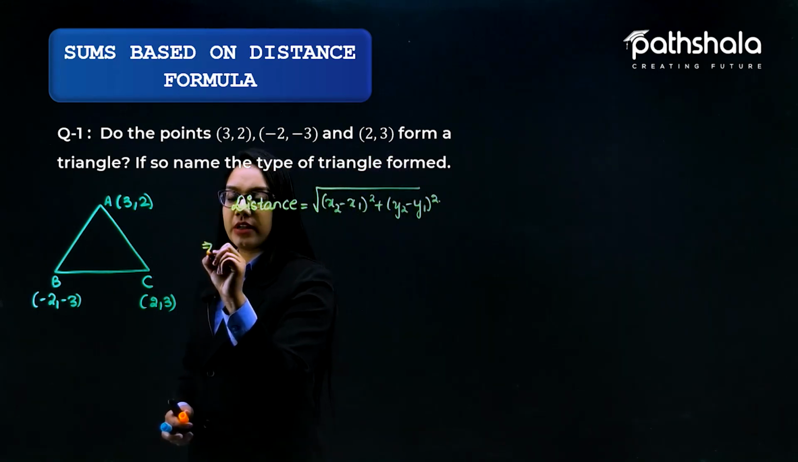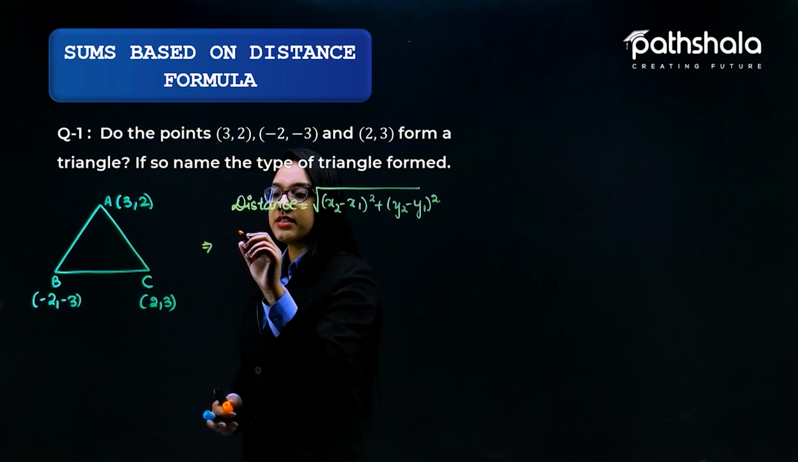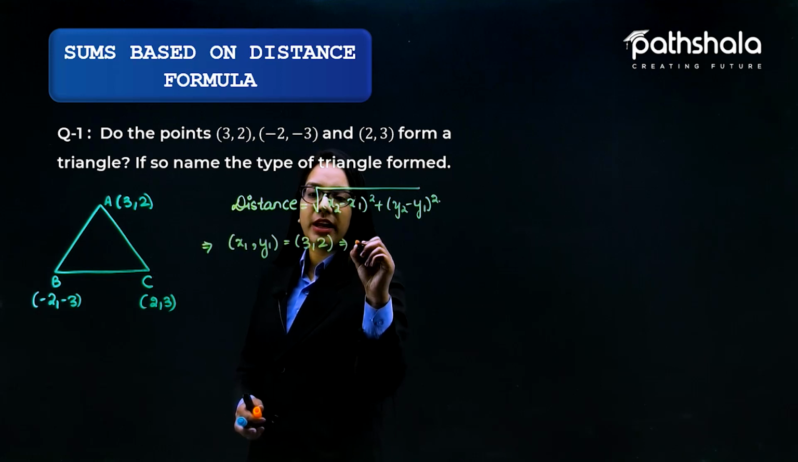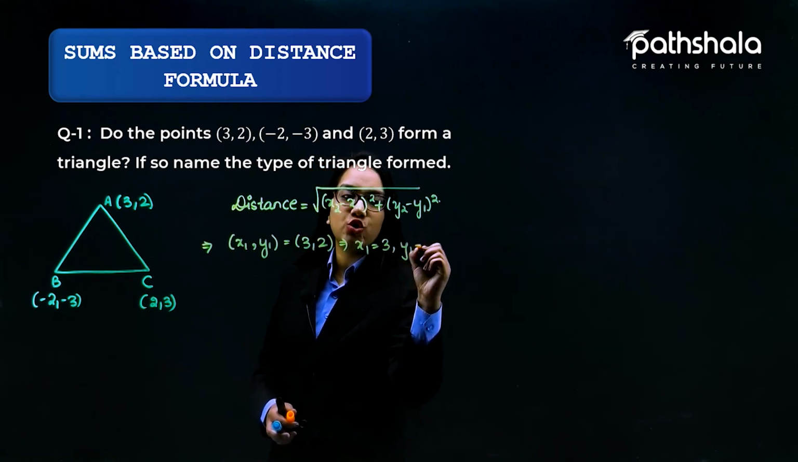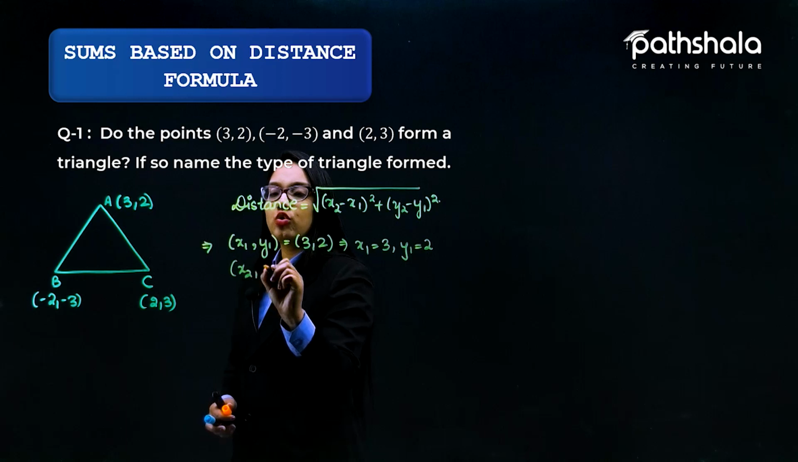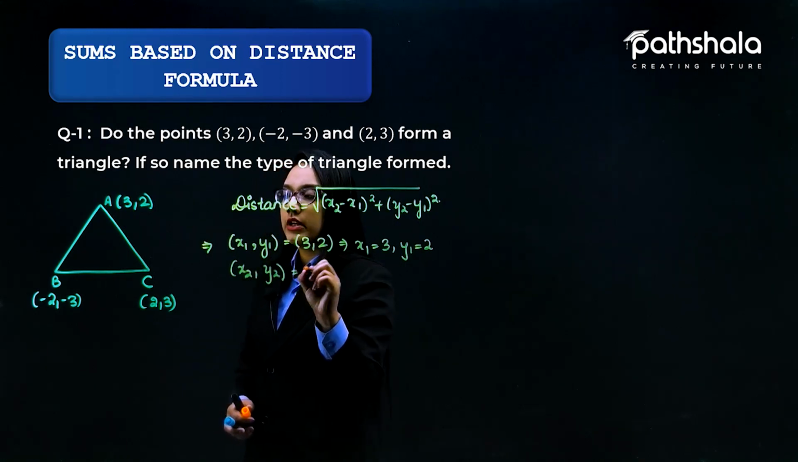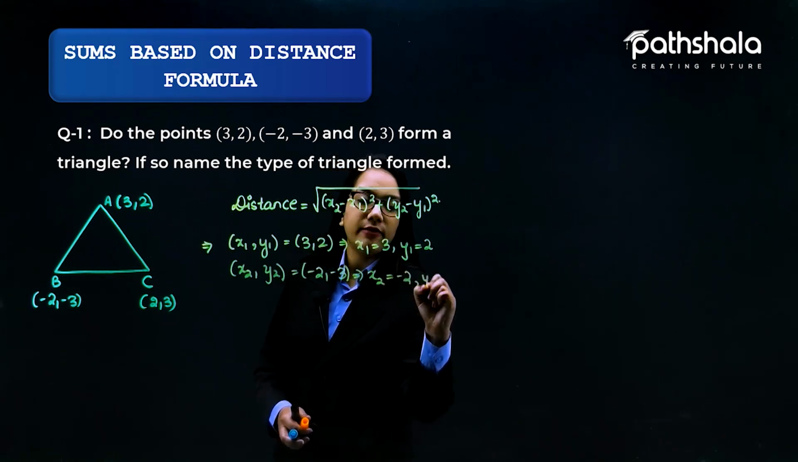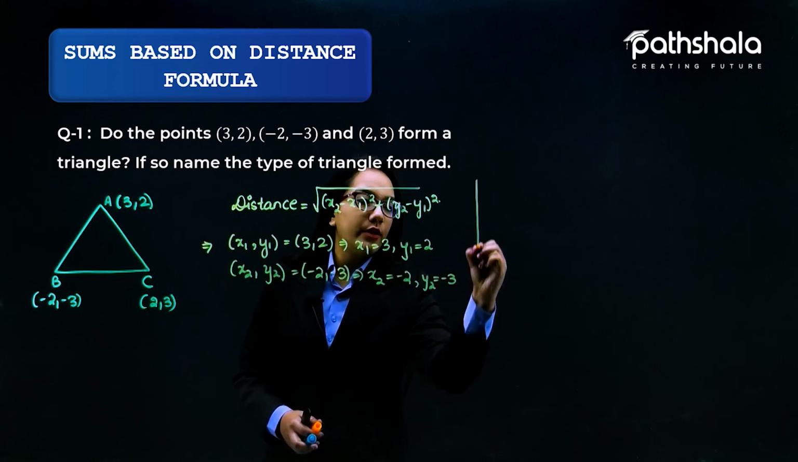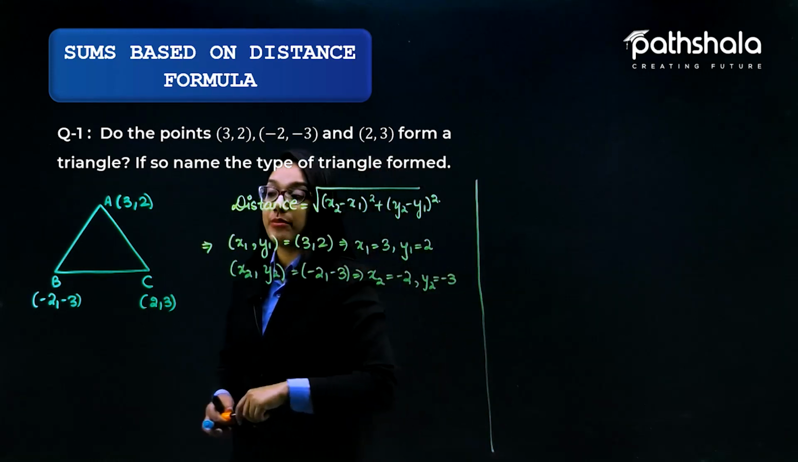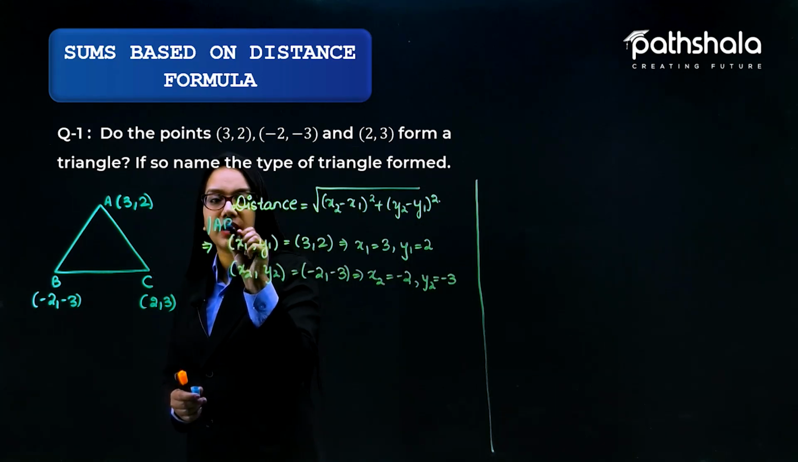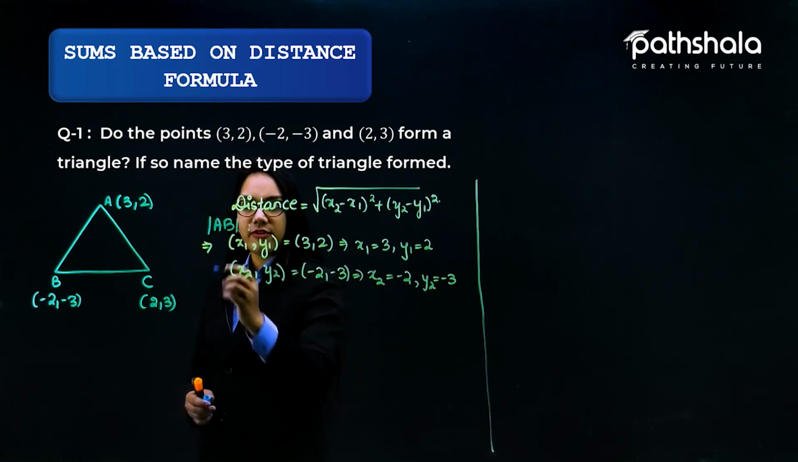So I am finding the distance AB, and I am taking (x1, y1) as (3, 2). It means I am taking x1 as 3 and y1 as 2, and further I am taking (x2, y2) as (-2, -3). It means x2 is minus 2 and y2 is minus 3. So here we are looking for the distance AB.